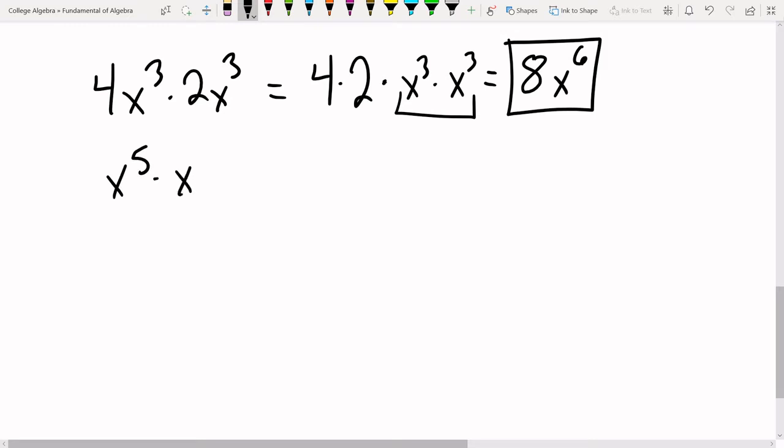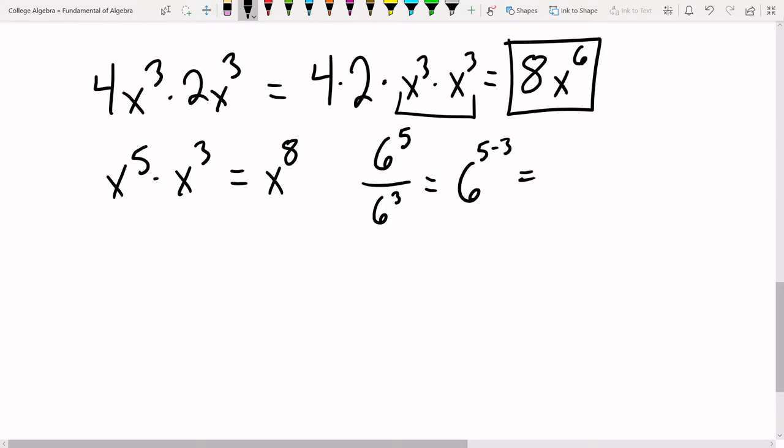x to the 5th times x cubed. These are two like bases multiplying, so we just add the exponents and we get x to the 8th. 6 to the 5th over 6 cubed. Here we have like bases dividing, so we're going to subtract the exponents. 5 minus 3, 6 squared, which in this case we can actually expand to be 36.